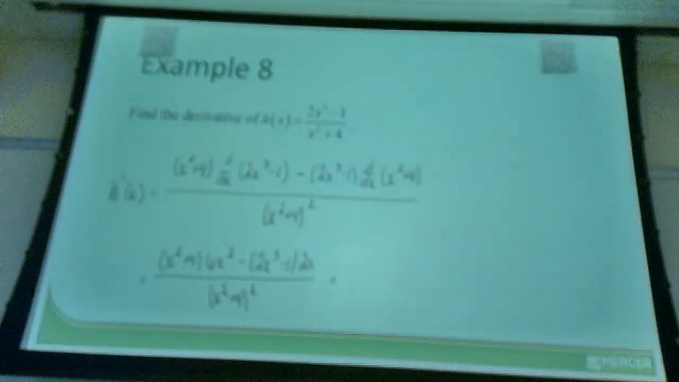6x squared times 6x squared will be 6x to the fourth. What about 2x times 2x cubed? 4x to the what? To the fifth. 2x times 2x cubed, be the fourth power. Okay, so we have fourth powers, 6 minus 4, 6x squared times 4, 24x squared. Negative 1 times 2x.